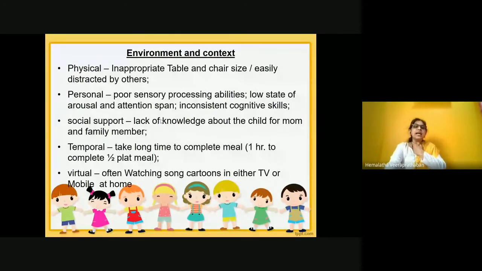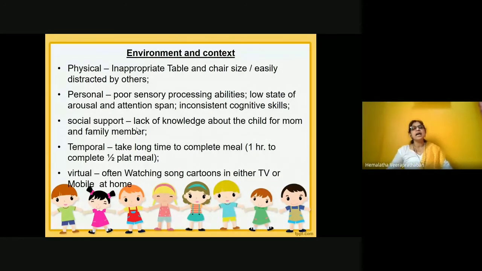If you see the environment and context, the physical environment in the feeding process had an inappropriate table and chair. It was a distracting environment because she was sitting with the family and eating. She was looking at each family member, and she has the ritual of looking at the TV or monitors while eating, so she has a lot of visual distractors, as mentioned in the visual aspect. And temporal, she was taking too long to complete the meal. Social support: either the child or the family doesn't have the knowledge about how to facilitate, and they have been giving a lot of physical and intentional support. They don't know how to fade the support and how to facilitate the child's independence.